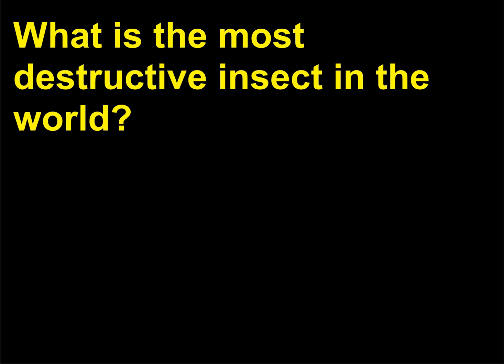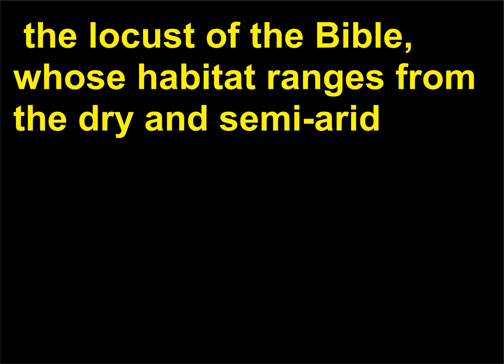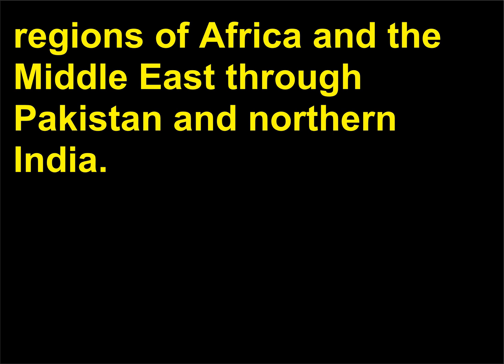What is the most destructive insect in the world? The most destructive insect is the desert locust, Schistocerca gregaria. The locust of the Bible, whose habitat ranges from the dry and semi-arid regions of Africa and the Middle East through Pakistan and northern India.